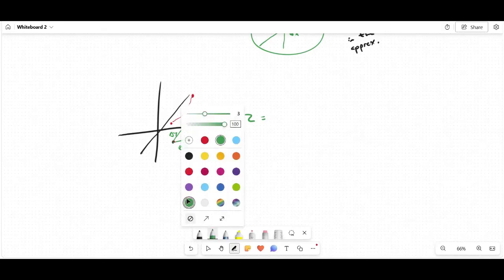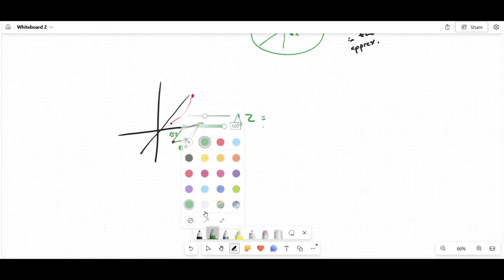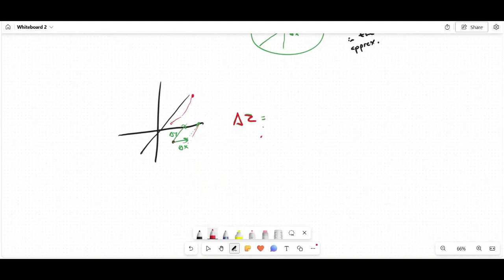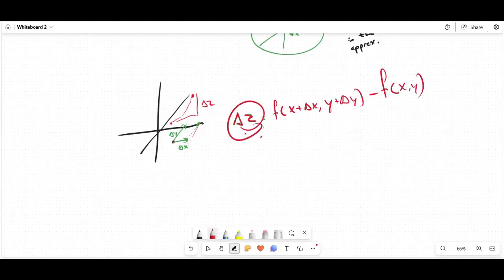Let me use red. The amount that the function went up there is equal to the value of the function at the new point minus the value of the function at the starting point. So that's the actual change in the function.